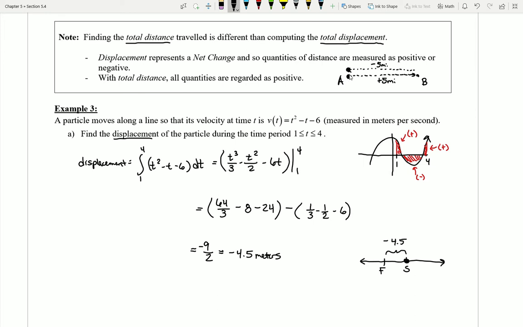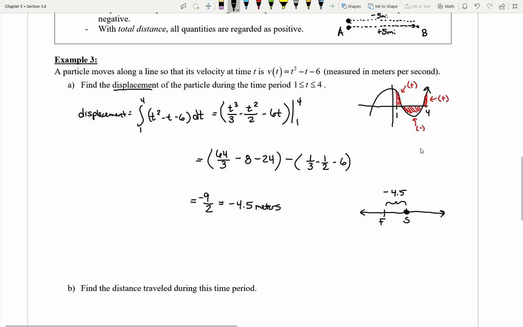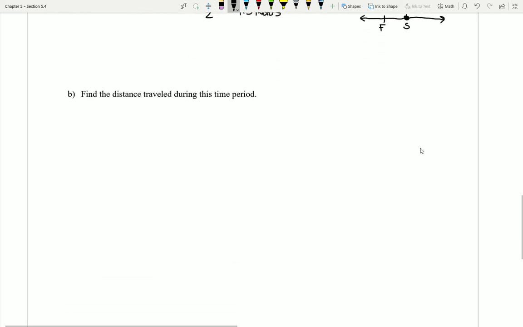And so I'm going to have to think about each item as not being negative or positive, but rather I'm going to want all the items to be regarded as positive. In my picture, that means I'm going to have to identify where I'm going to have negative and positive areas and think about treating all of them as positive. I want to grab all of the red space like it's positive space so I can understand the total distance traveled. And this is what we're going to calculate here in part B.